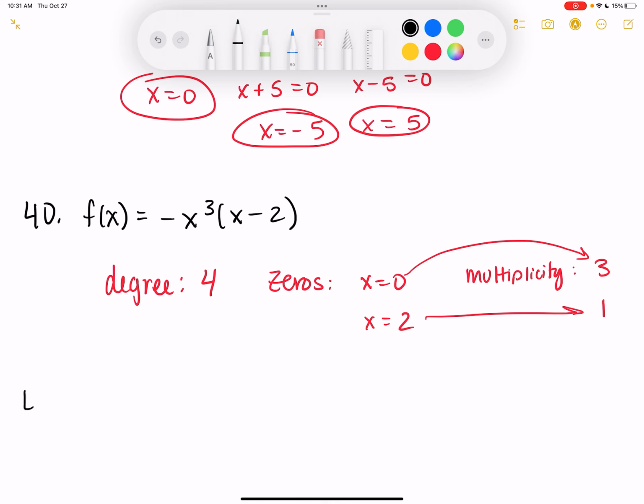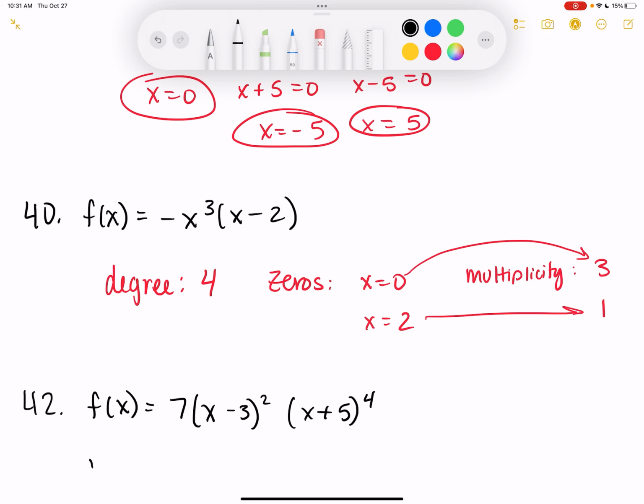For one like 42, it's maybe not quite as obvious. F of x equals 7 times x minus 3 squared times x plus 5 to the 4th. Because I've got two parentheses being multiplied by each other, I need to think: if I multiplied this out 4 times, what is the highest x power I'm going to have? X to the 4th. When I multiply this one out, what's the highest x power? X squared. They're getting multiplied by each other, so add exponents. 6.